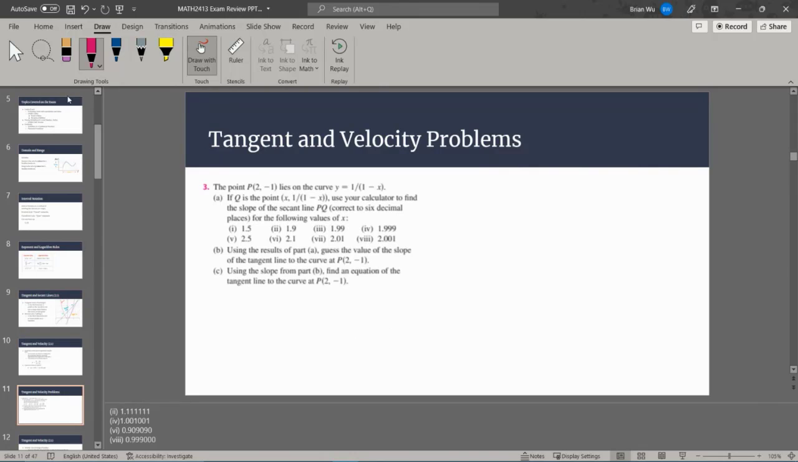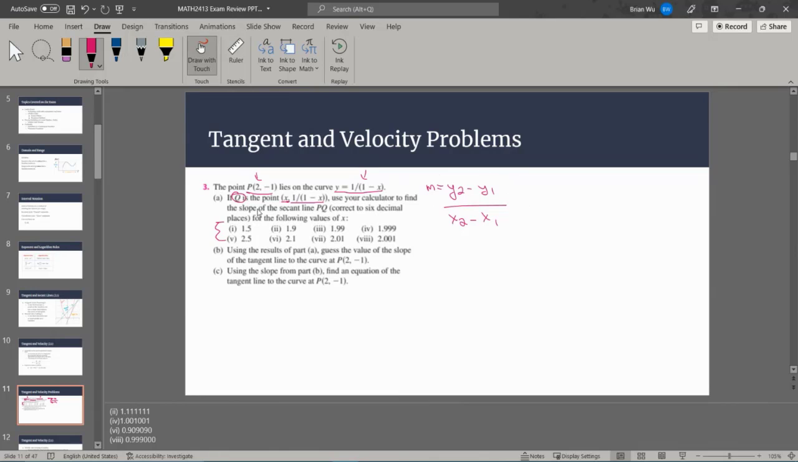So we're going to go through one of the practice problems. The point P(2, -1) lies on the curve y is equal to 1 over 1 minus x. This is the function, and this is the point. They're defining Q as a point with an x value on the function. We're going to use the slope formula we found before for the secant line, and draft up an equation that lets us calculate all these slopes.